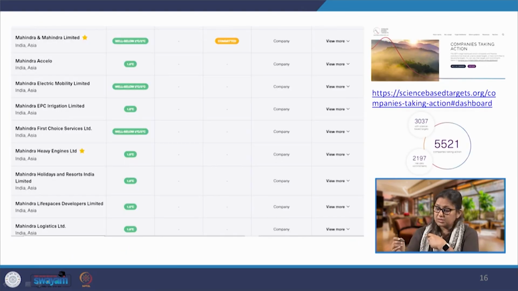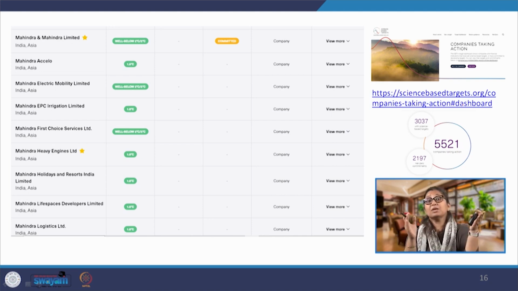If you go to this dashboard, which is sciencebasedtargets.org dashboard, you can see that there are some 5,000 plus companies which have declared their targets publicly, and they have set the targets for themselves based upon science. So, science based targets for reducing GHG emissions. You can see a lot of companies which are there.